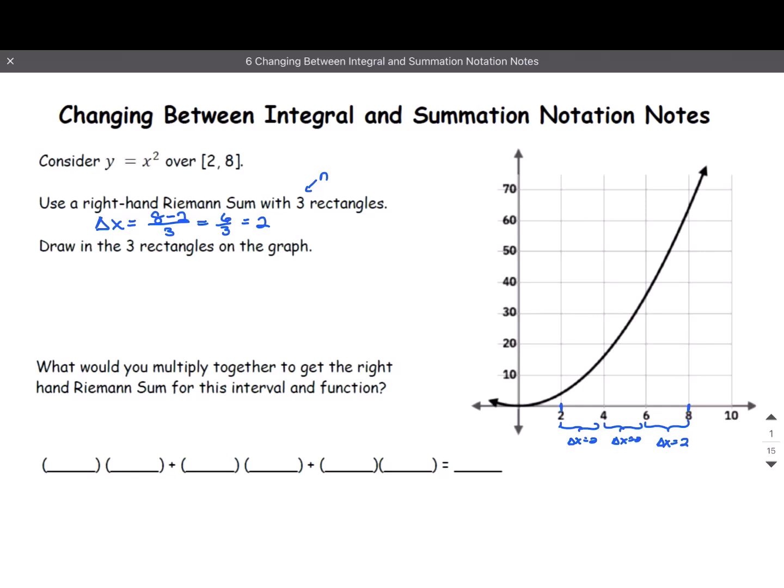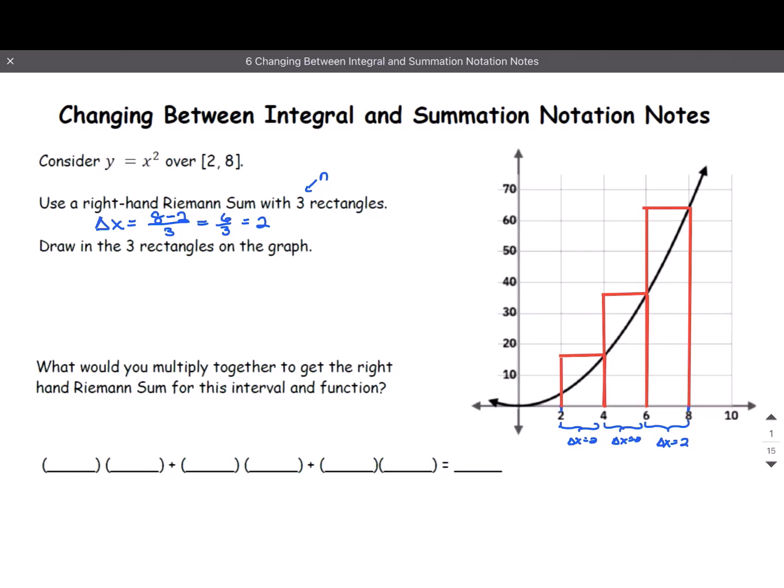So now I'm going to draw my rectangles. Since I'm doing a right-hand sum from 2 to 4, I'm going to use the 4 to find the height of my rectangle. And I'm going to do the same thing here. Between 4 and 6, I'm using the 6 to find the height of my rectangle. And I'm going to have to make this one longer. From 6 to 8, I'm using the 8 to find the height of my rectangle. And I'll have to make this one longer. And then let's come across and put the tops on our rectangles. And there we go. So now we have our 3 rectangles drawn.